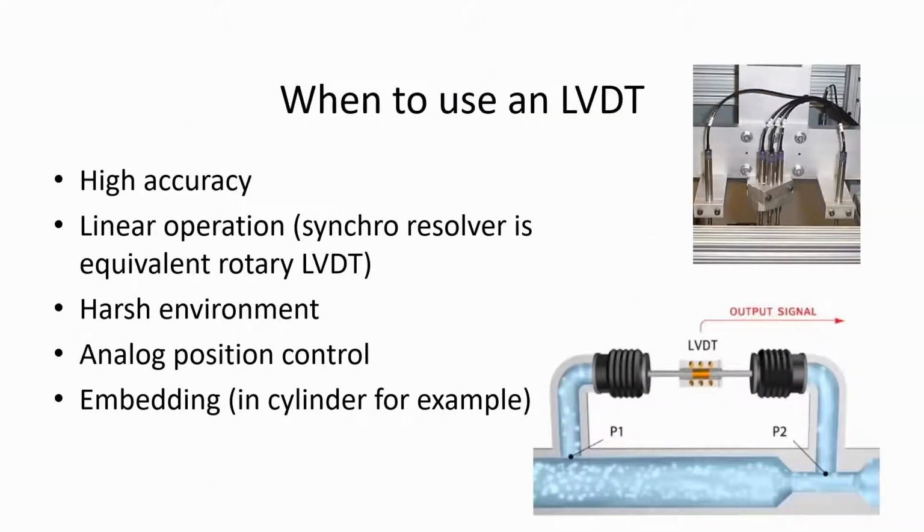So the LVDT gives a very high accuracy output. The output is linear here, and it also works in harsh environments. It gives an analog position output. This can be embedded in a cylinder or anywhere we have to measure displacement.